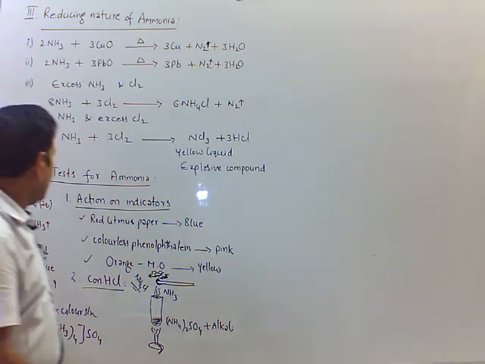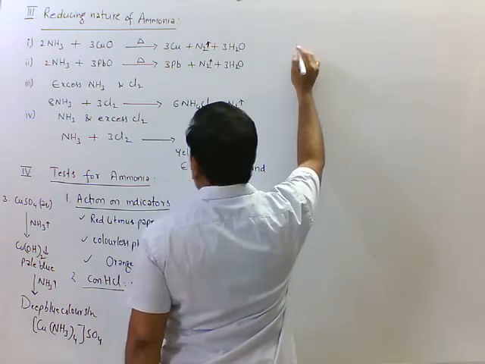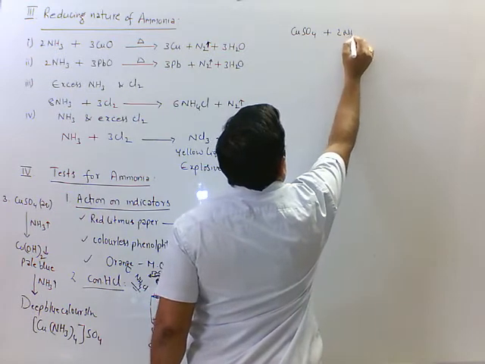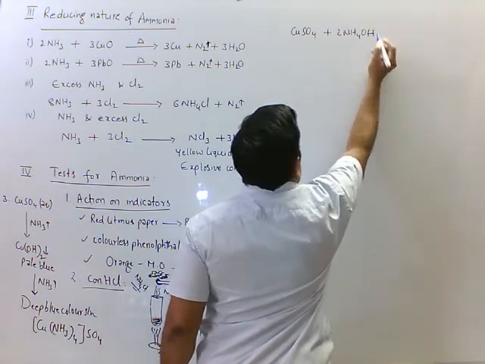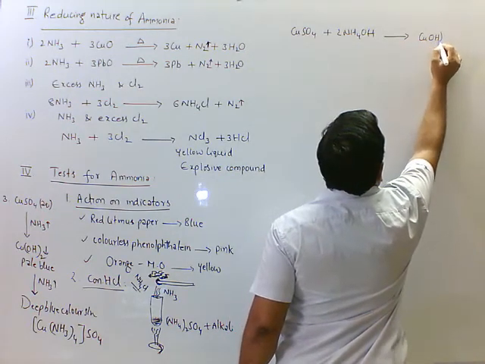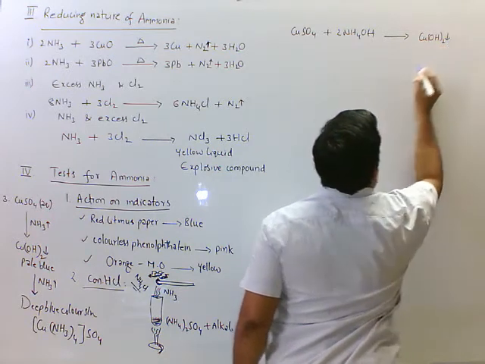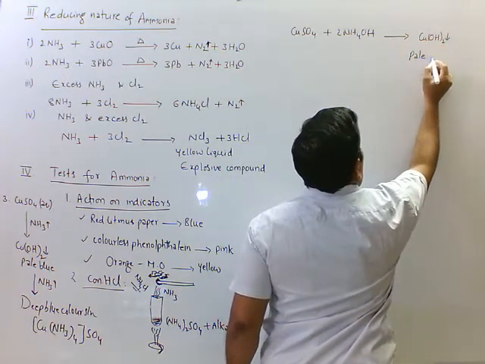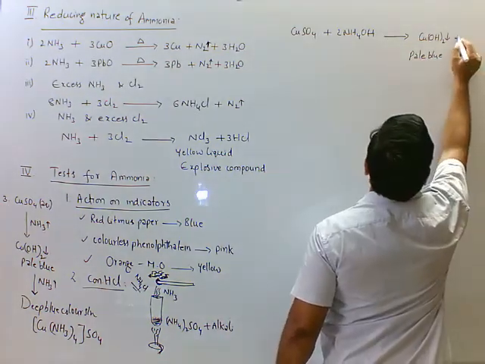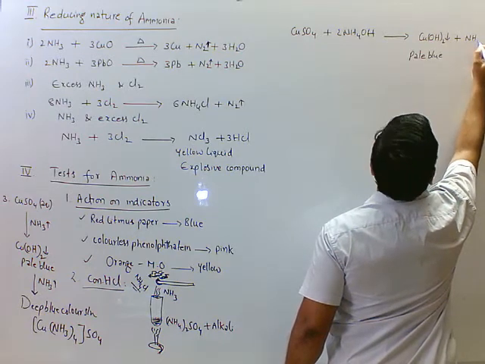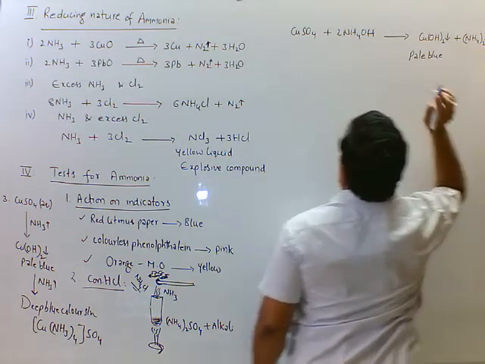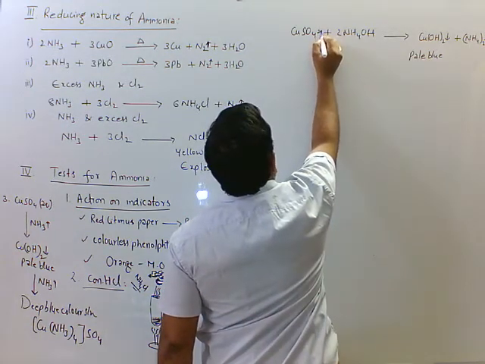Here the equations for this test are: CuSO4 plus 2NH4OH, ammonium hydroxide, gives Cu(OH)2, it is the precipitate. Its color is pale blue precipitate, and ammonium sulfate (NH4)2SO4, it is aqueous.